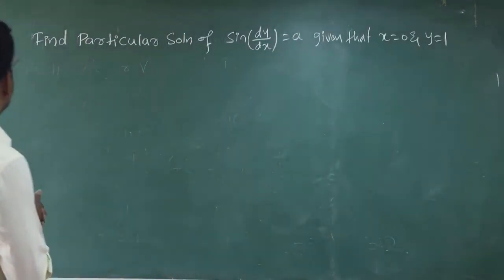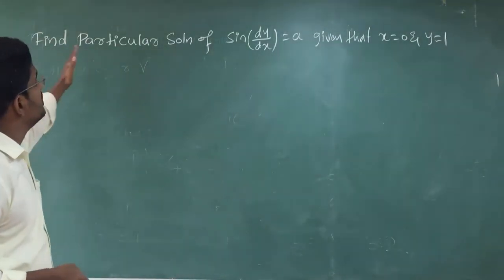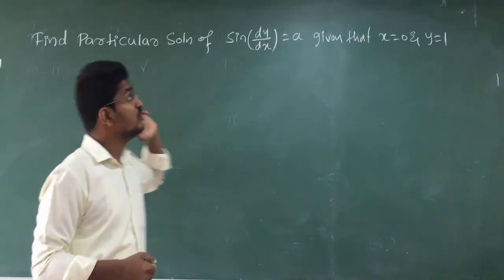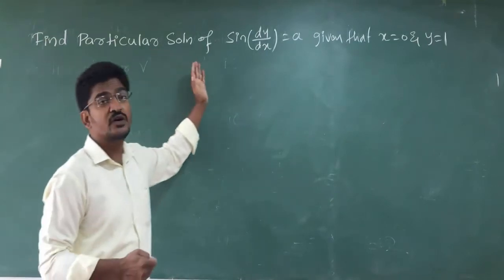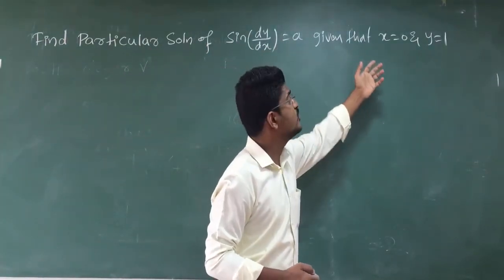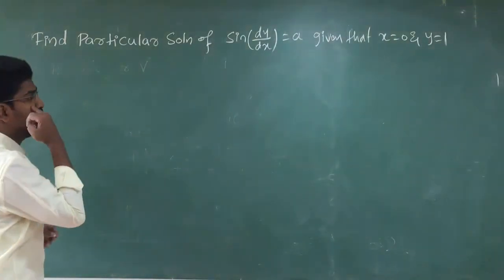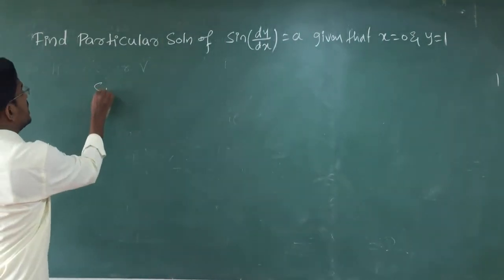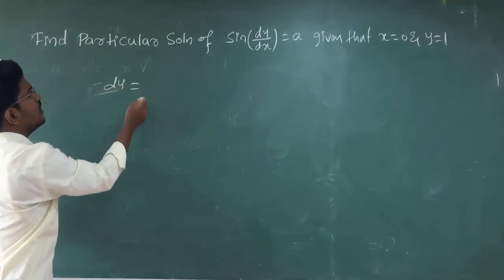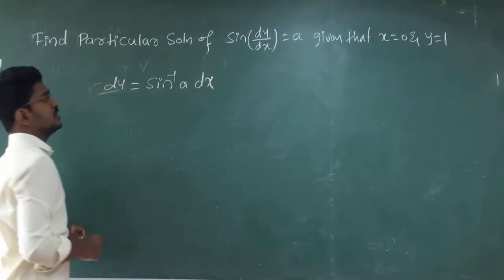Here, what they are telling is: find the particular solution of sin(dy/dx) = a, given that x equal to 0 and y equal to 1. You have to find the particular solution of that particular equation. Directly I will write dy equal to sin inverse of a into dx. Clear?